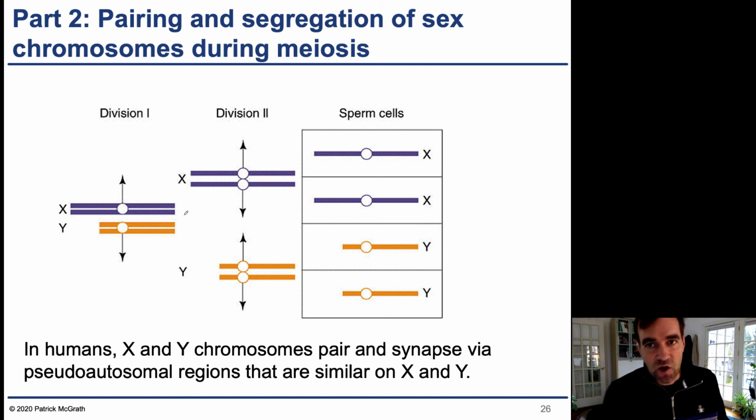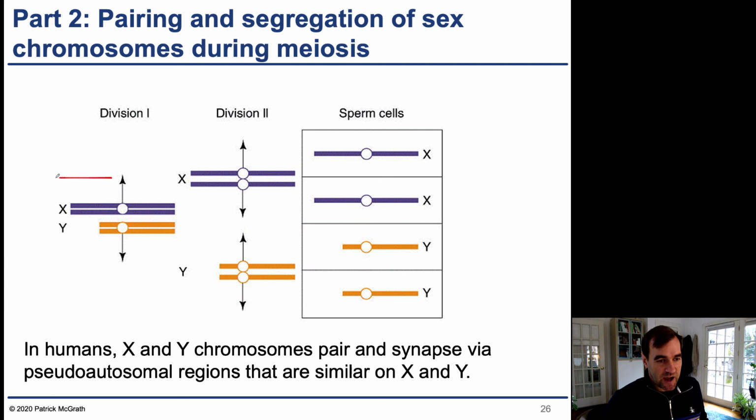What about the sex chromosomes? So you might think the XX makes a lot of sense during meiosis, but what about the XY? What happens to the XY? These are very different sizes. The X chromosome is much larger than the Y chromosome. They have very different genes on them, but they actually come together and form their own pair during meiosis.